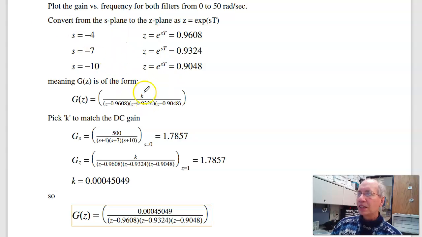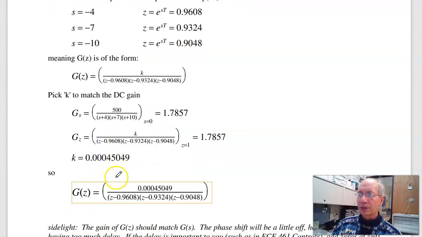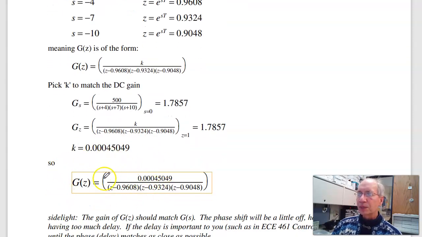The gain k just matches the gain at some frequency. So pick your favorite frequency. I like DC. At DC, the gain should be 1.78. Pick k so this also has a gain of 1.78. I'm doing some algebra. You plug in z equals 1, solving for k. K is 0.00045. So there's g of z.